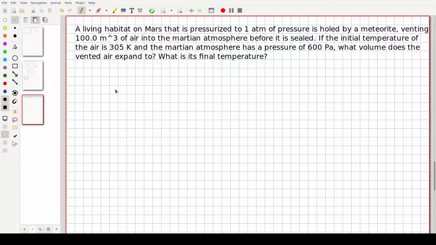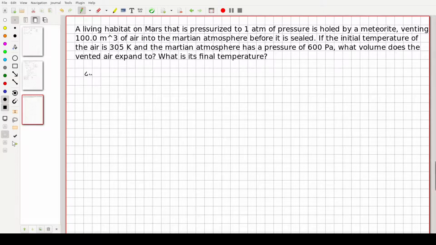Now, we are going to assume that this happens very quickly, and as a consequence, there is no loss of heat into the environment. There's no exchange of energy between the air itself and the Martian atmosphere, if you will. Now, obviously, over a longer time scale, there definitely is, but on a short enough time scale, there isn't.